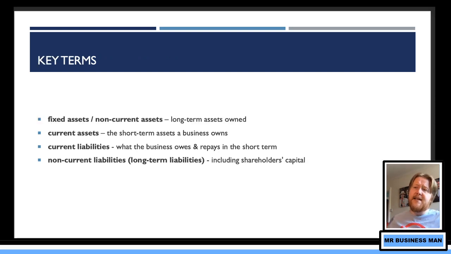Key terms: fixed assets, or non-current assets, are long-term assets. Can you remember how long a long-term asset is? A long-term or non-current asset is anything that we own for more than a year. Current assets are the short-term assets a business owns, anything we own for less than a year. The same goes for the other two. Current liabilities are what the business owes and repays within a year, and non-current or long-term liabilities are any debt that we will have for longer than a year.